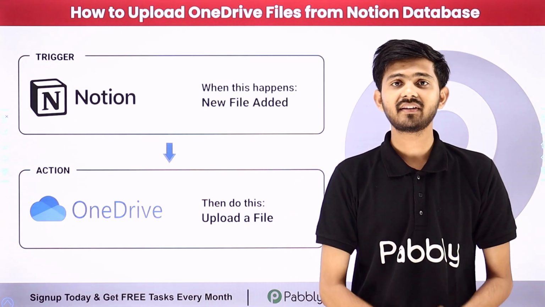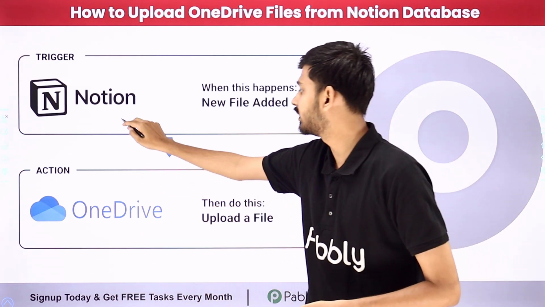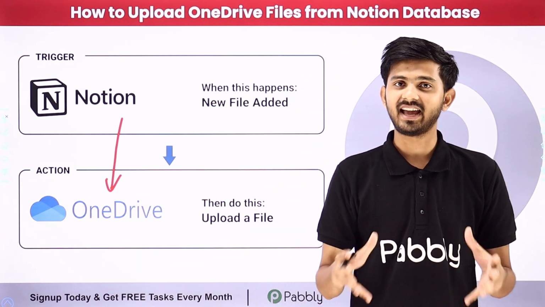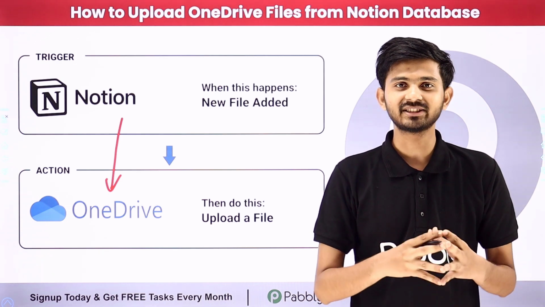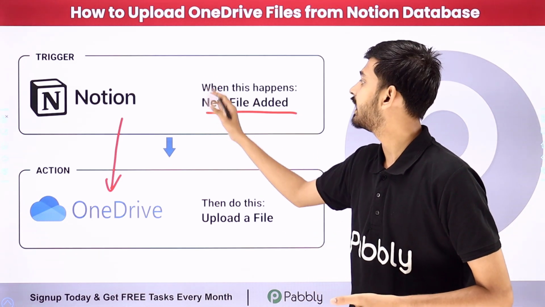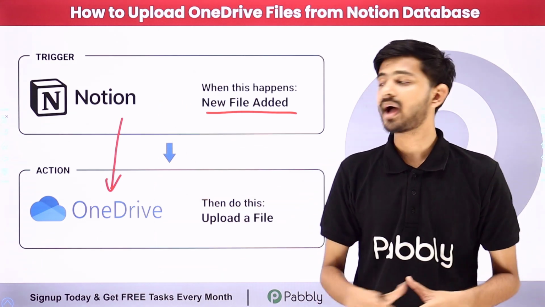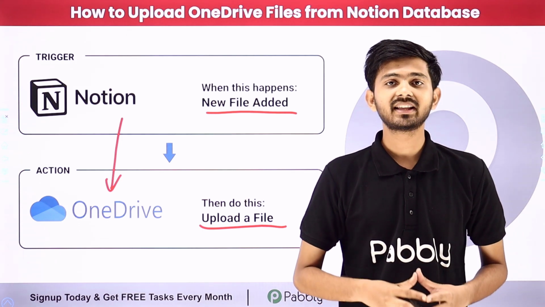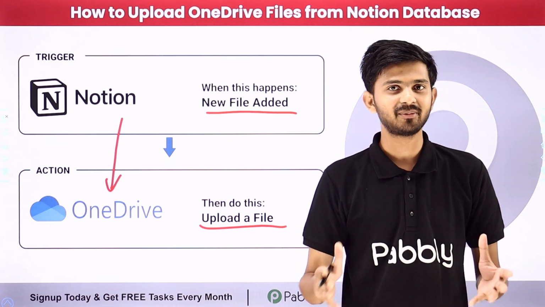So for my objective, I have to build a connection between Notion and OneDrive. For building this connection, I'm going to use Pabbly Connect, which is an amazing software for automation and integration. Now with Pabbly Connect, as I upload a new file in Notion database, automatically I'm going to upload that same file on OneDrive. So how am I going to build this connection? For that, let me take you to my computer screen.